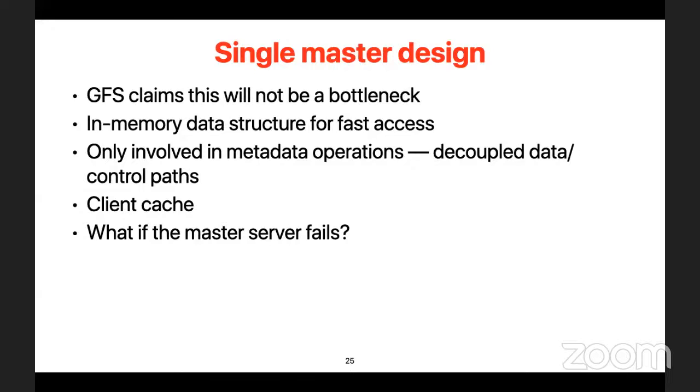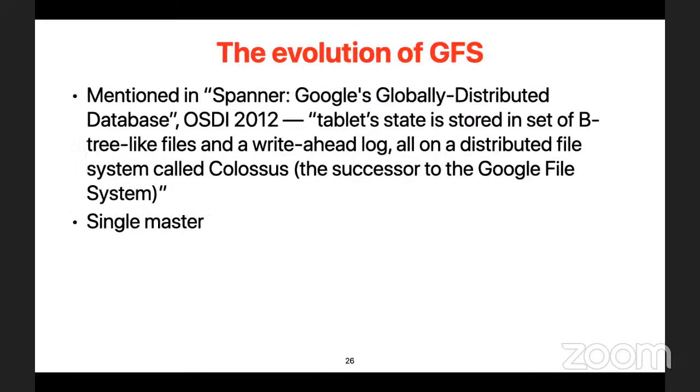And another thing that a lot of you might be questioning is the single master design. The Google File System says this will not be a bottleneck, because the metadata operations are decoupled and clients can cache the metadata. But what if the master server fails, right?